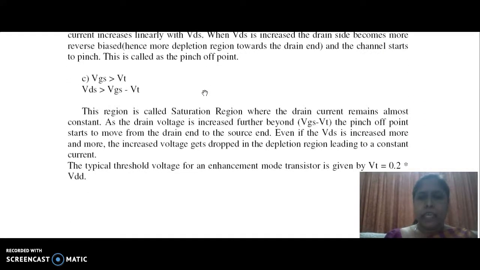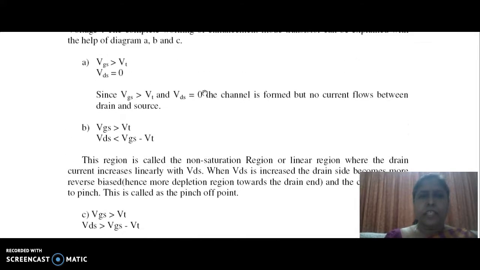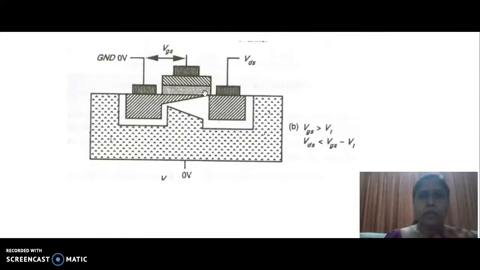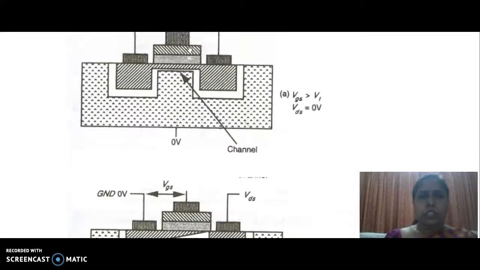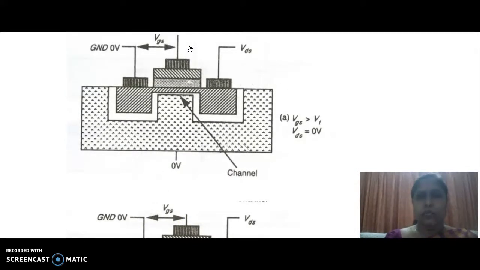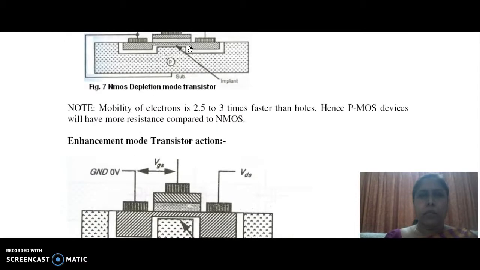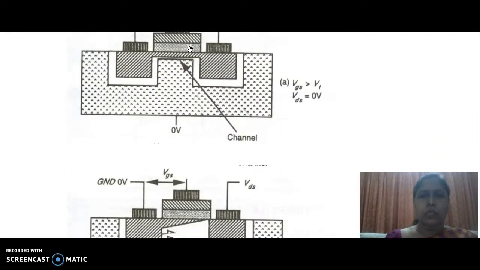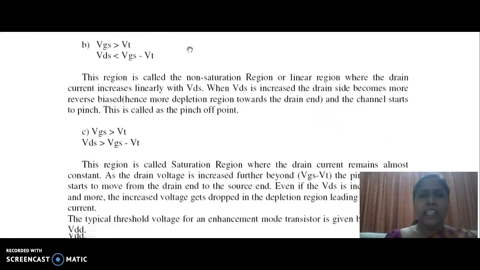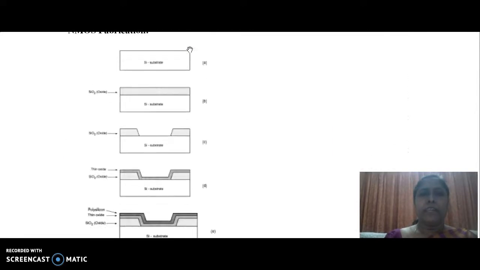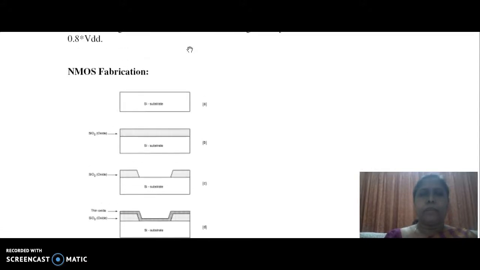So we could see three regions of operation. When we don't apply positive gate to source voltage, there is no current flow. The region of operation is cutoff. Once we apply a voltage which is greater than the threshold voltage, then only the channel is established in an enhancement device, whereas in a depletion device, the channel is already present. Next, we'll see how an N-MOSFET device is made.